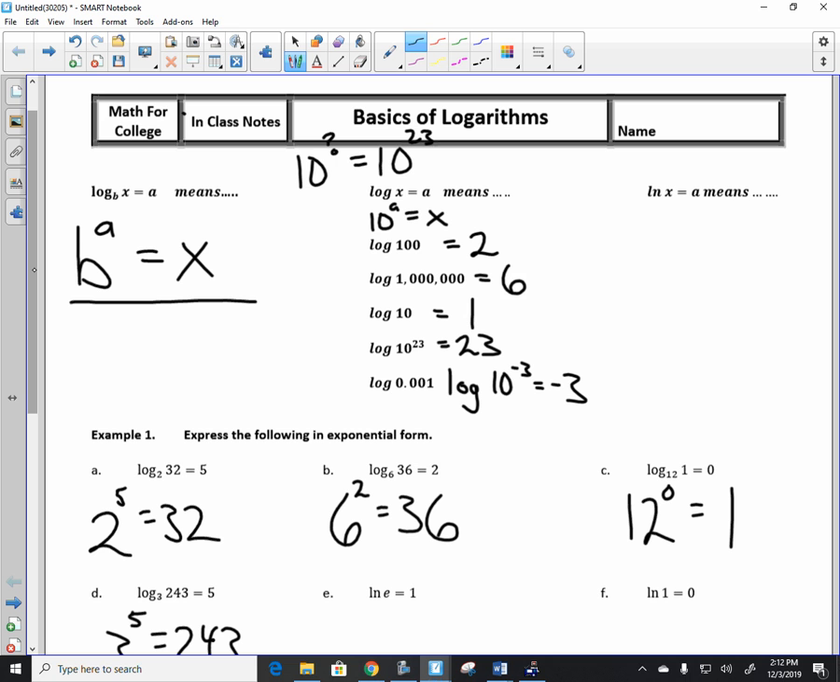So what if you see this? A lot of people say "in." That's not "in." It means natural logarithm. So if you see ln, then the base is e. e is that special number that we used yesterday. And so what this means is e to what power is equal to x.